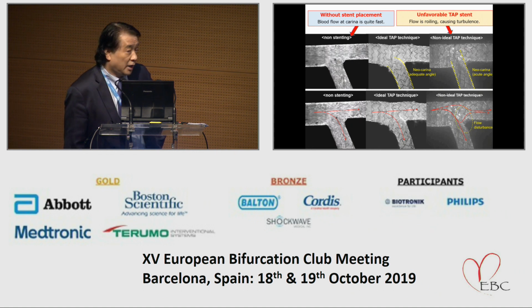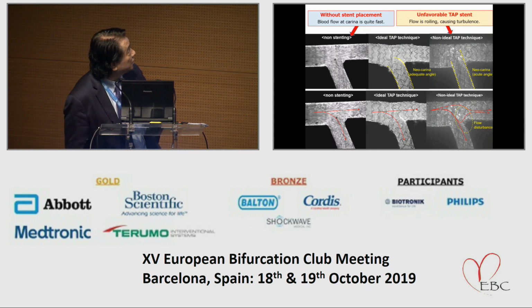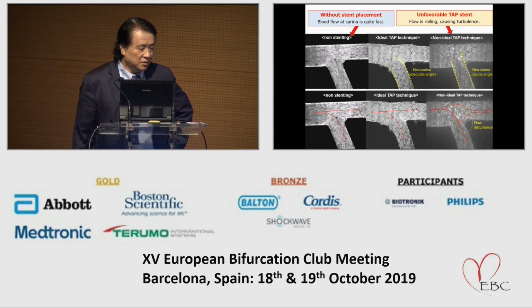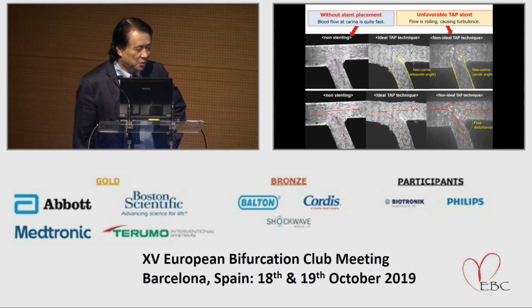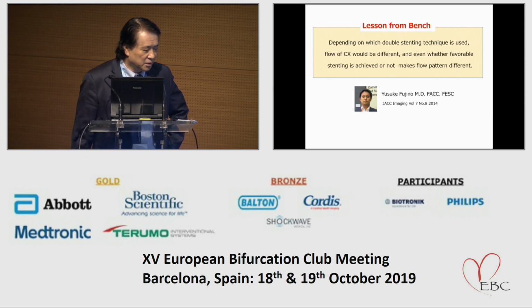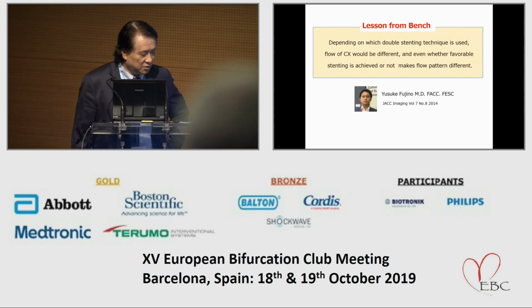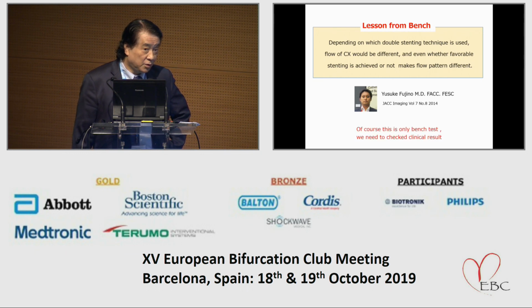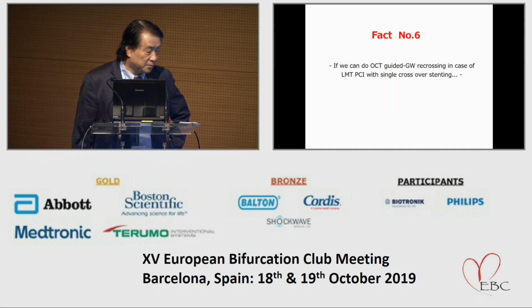Middle panel shows the ideal one, right panel shows the not ideal one. Actually, flow is lowering, causing turbulence. Easily understand this is one of the reasons for the restenosis. Yusuke Fujino, this is my junior, he reported that depending on which stenting is used, the flow circuit will be different, even whether the favorable stenting is achieved or not makes the flow pattern different. Of course, we need to check the clinical relevance.